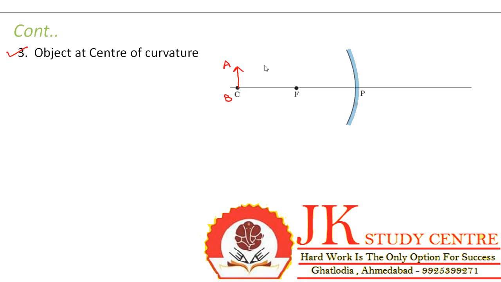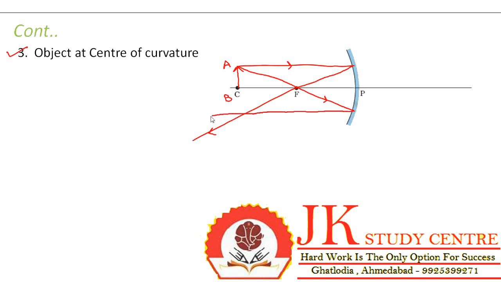So now in this case, let us again suppose that there is one ray of light which is going parallel to the principal axis, and as per rule number 1, it passes through the principal focus. Now let us put another rule here, rule number 2. That means another ray is passing through the principal focus. So after reflection, it will go parallel to the principal axis.